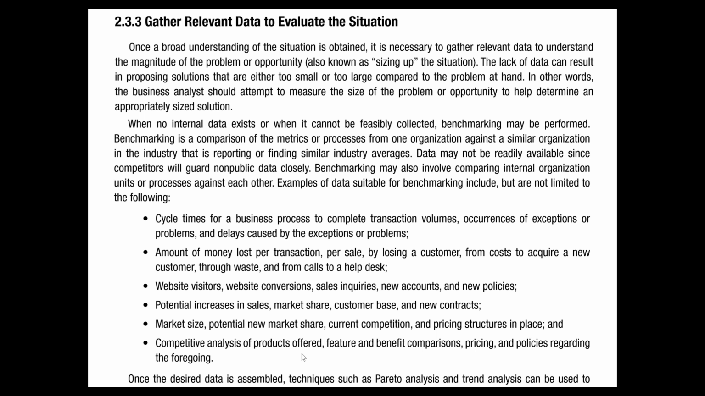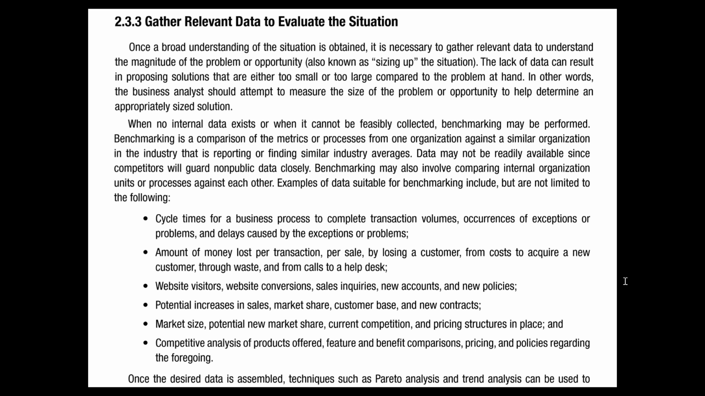Competitive analysis of products offered, features and benefit comparisons, pricing and policies regarding the foregoing. Now, once the desired data is assembled, techniques such as Pareto analysis and trend analysis can be used to analyze and structure the data. Now, I hope you understand Pareto and trend analysis both. We have covered them already in PMB.